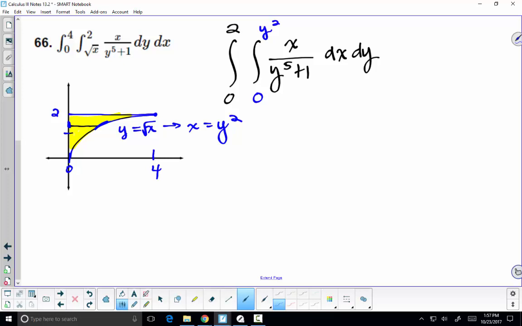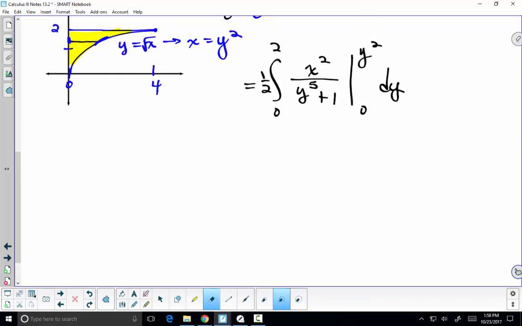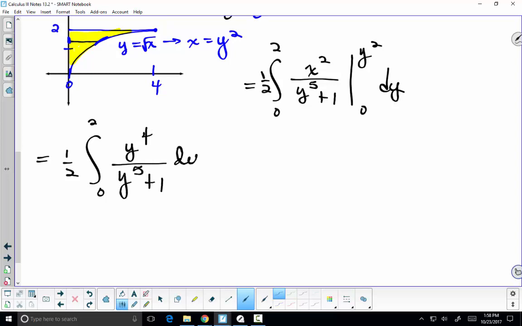Now we can integrate with respect to x pretty easily. So let's go a couple more steps into this one. If we integrate with respect to x, what do we get? We forget about the y to the 5th plus 1. That's just a constant. So we're integrating x. We get x squared over 2, and this constant here is just coming along for the ride. And that's 0 to y squared. So we plug those values in for x, and we get y to the 4th over y to the 5th plus 1 dy.